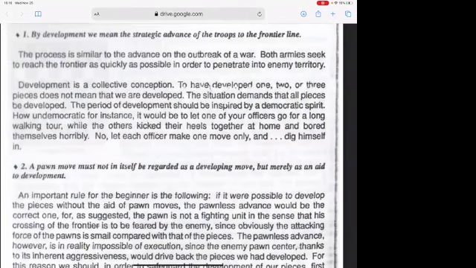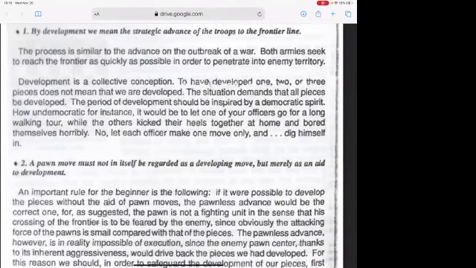So now let's just read about the number one. By development, we mean the strategic advance of the troops in the frontier line. Okay, the process is similar to the advance on the outbreak of a war. Okay, both armies seek to reach the frontier as quickly as possible in order to penetrate into enemy territory.